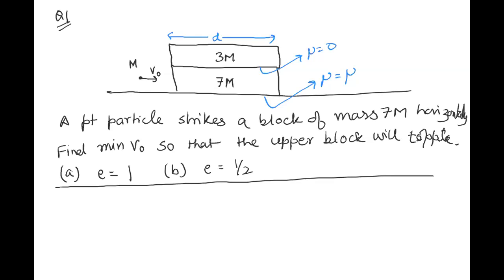So the first thing that you should ask yourself is, what is the condition that the upper block will topple? I mean, what does the question mean by this? What is the mathematical condition that the upper block will topple? N becoming 0 would not be a condition.